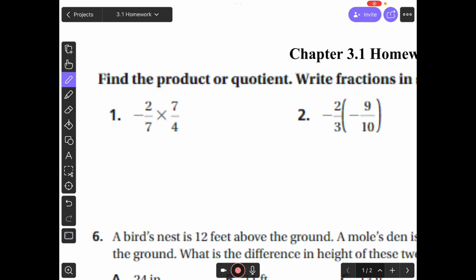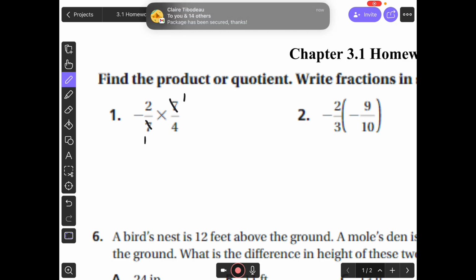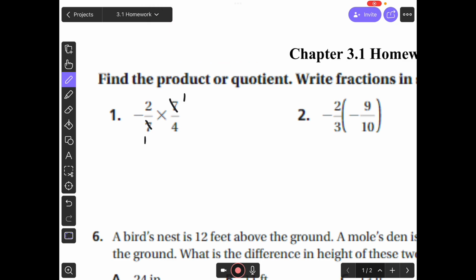So, remember when multiplying we can cross simplify, right? 7 and 7 are both divisible by 7, so we can make them 1s. 2 and 4 are both divisible by 2, so we'll divide those by 2. Now this becomes -1 times 1, which is -1. 1 times 2 is positive 2.